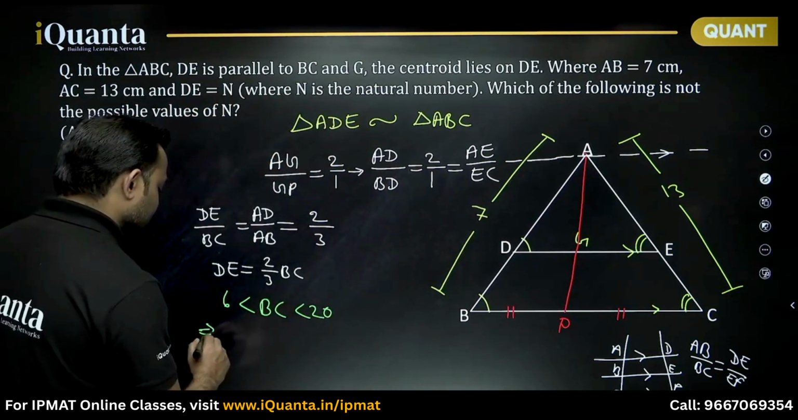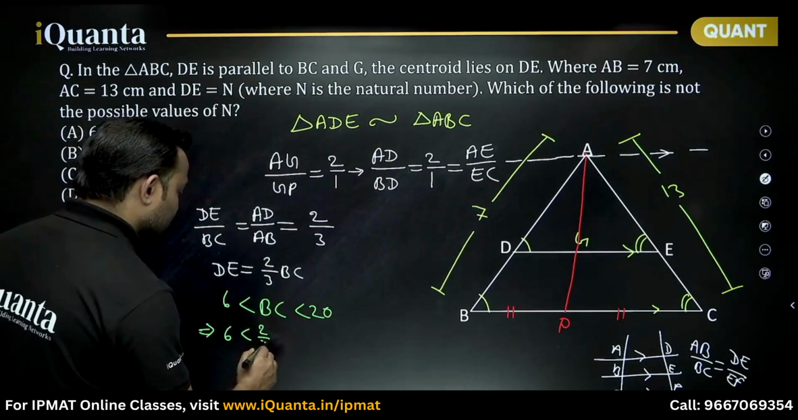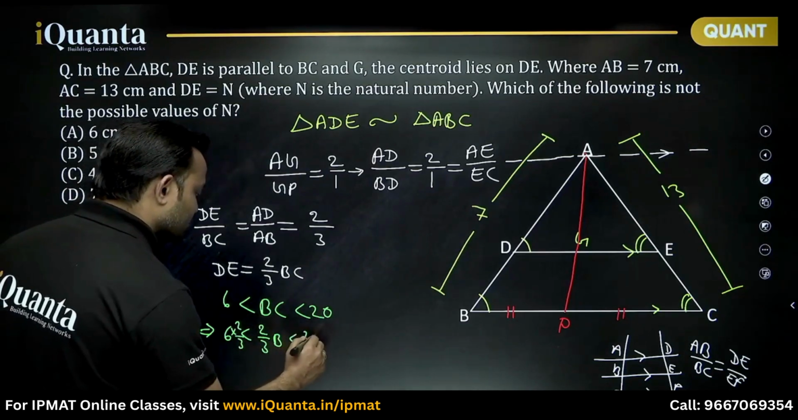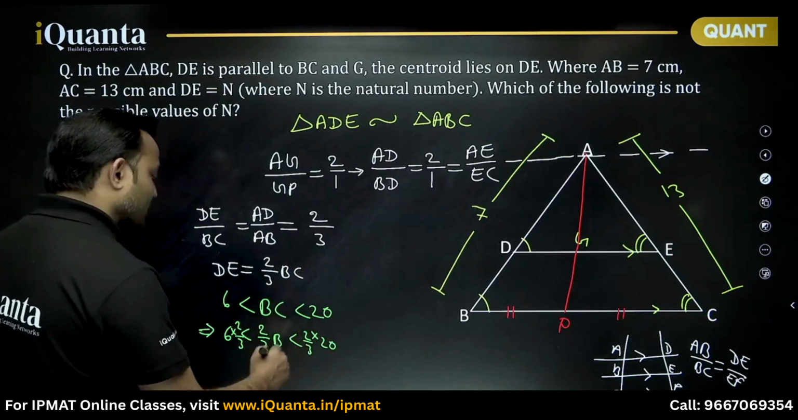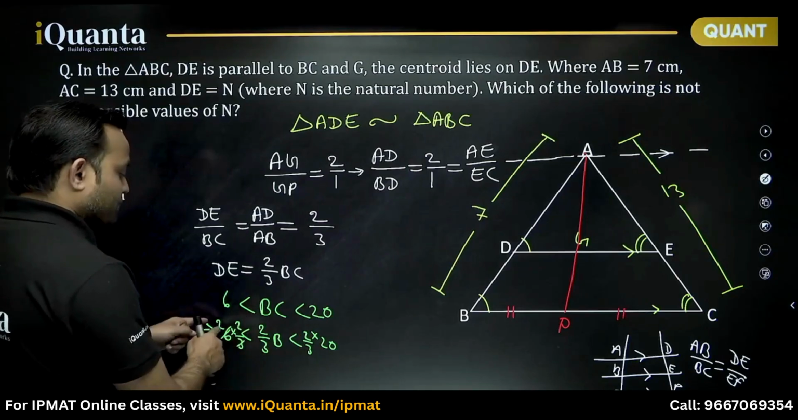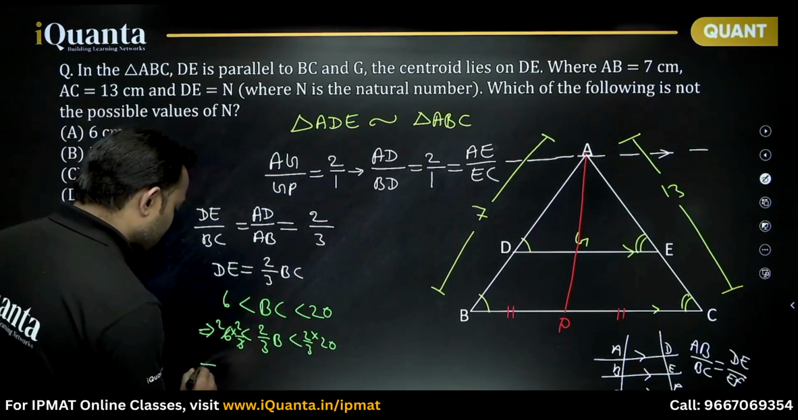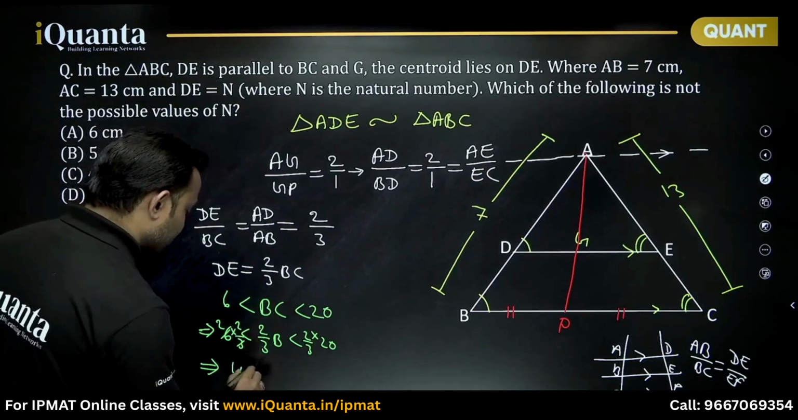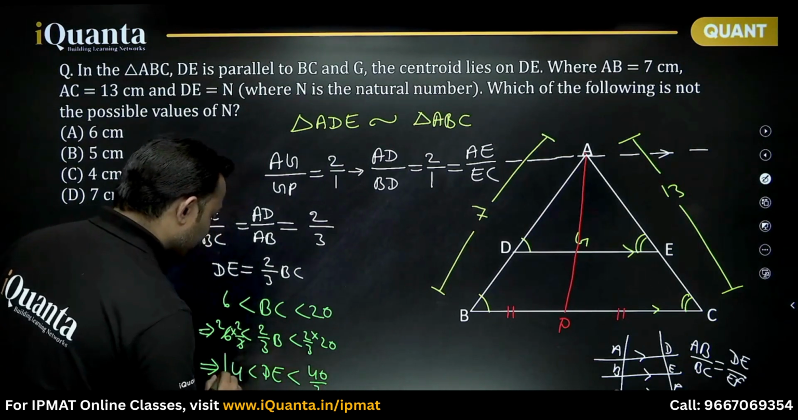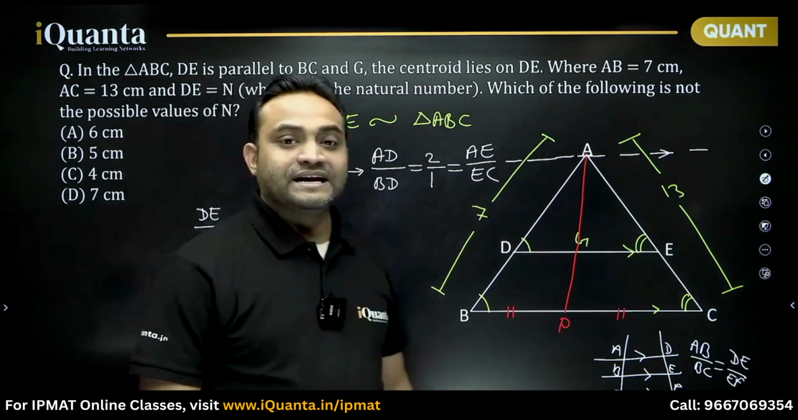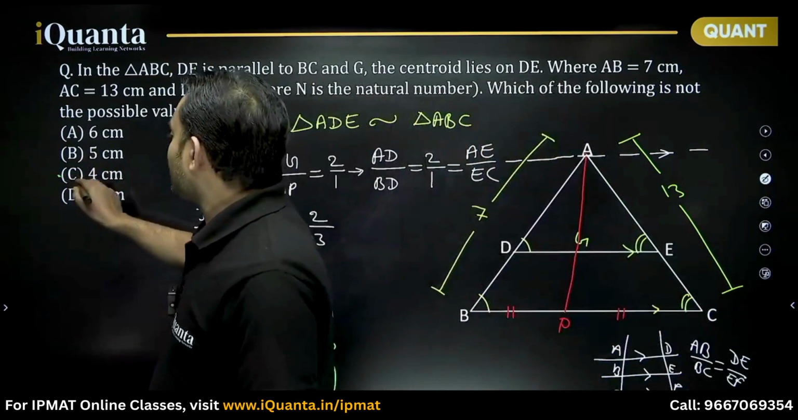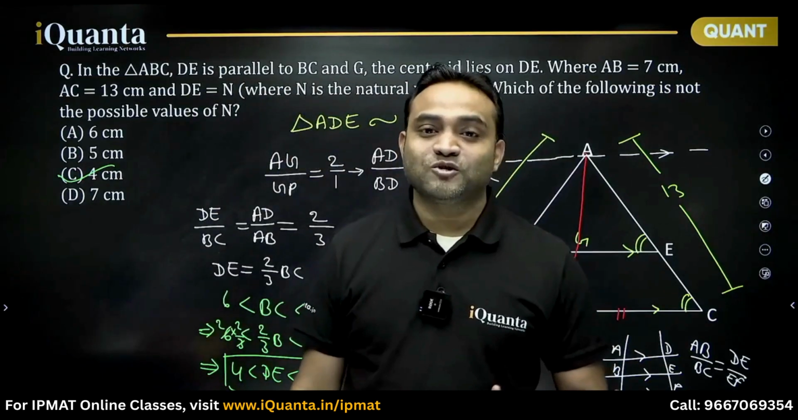That means we can say 6 is less than BC, less than 20. So we need to multiply by 2/3 here. So 2/3 BC will be more than, this is 2 times, so 4, and less than 40/3. Or we can say DE should be greater than 4 and less than 40 by 3. Now if you check the options, 4 is not possible. Rest of the other lengths are possible.